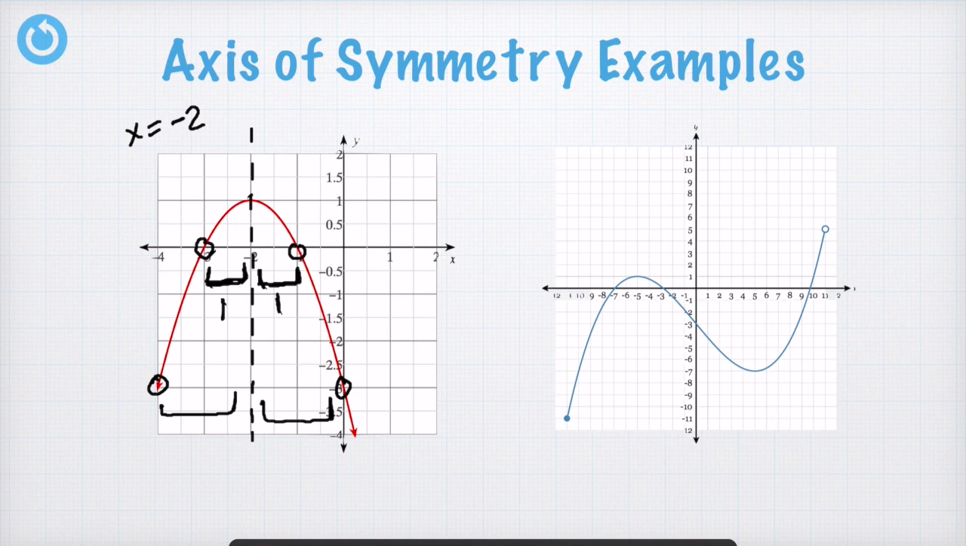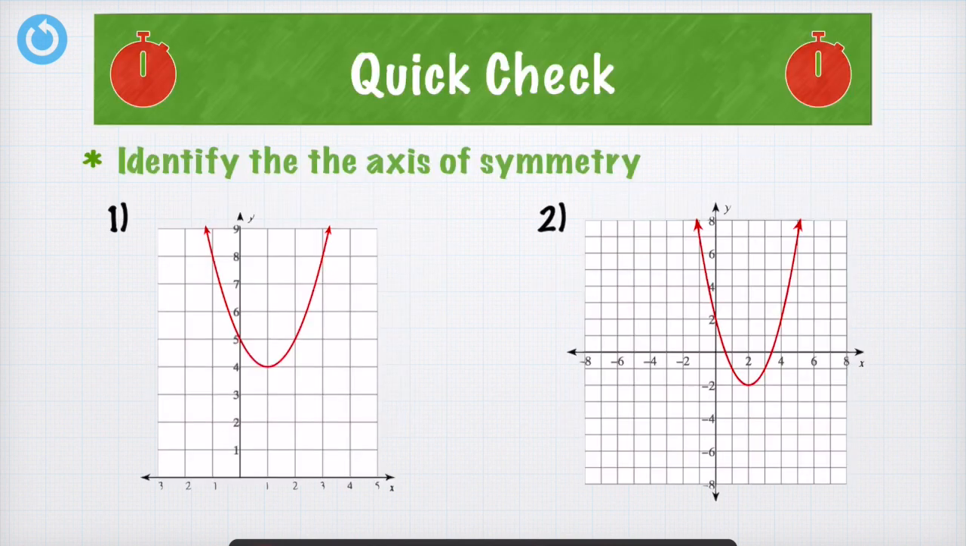This one here, you could try to cut it here, but that wouldn't work. You could try maybe cutting it here, but that still wouldn't work, and you're not going to get it so that everything is exactly mirrored. So this one doesn't have an axis of symmetry. It'll only have an axis of symmetry if you can cut it in half and it'll look the same on both sides. So that said, go ahead, identify the axis of symmetry for both of these examples. By the way, both of them have it. After that, this quick check is done and you're good to go.